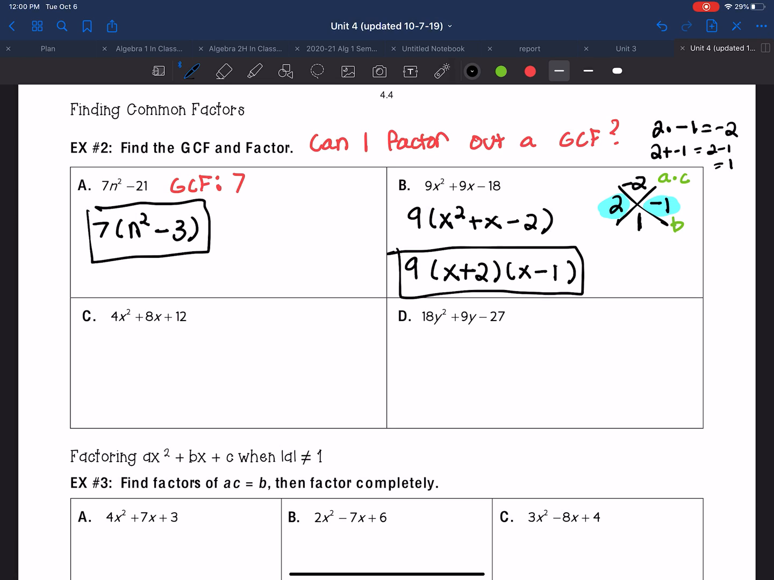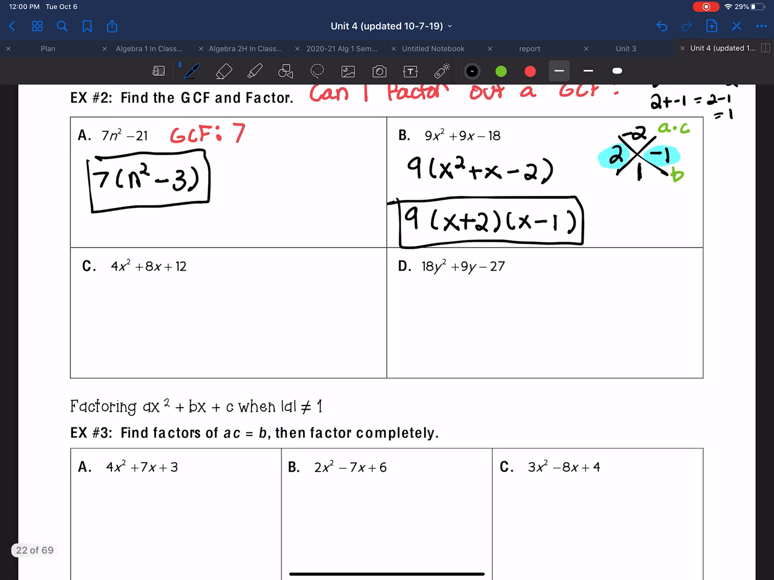Part C, 4x squared plus 8x plus 12. First things first, let's look for a GCF. What is the largest thing I can pull out of all three of those? I notice I have a 4, an 8, and a 12. I know that 4 goes into all three of those, so my GCF is going to be 4. If I pull a 4 out, I'm going to have 4 out front. 4x squared divided by 4 is just going to be x squared. 8x divided by 4 is going to be plus 2x. And then 12 divided by 4 is going to be plus 3.